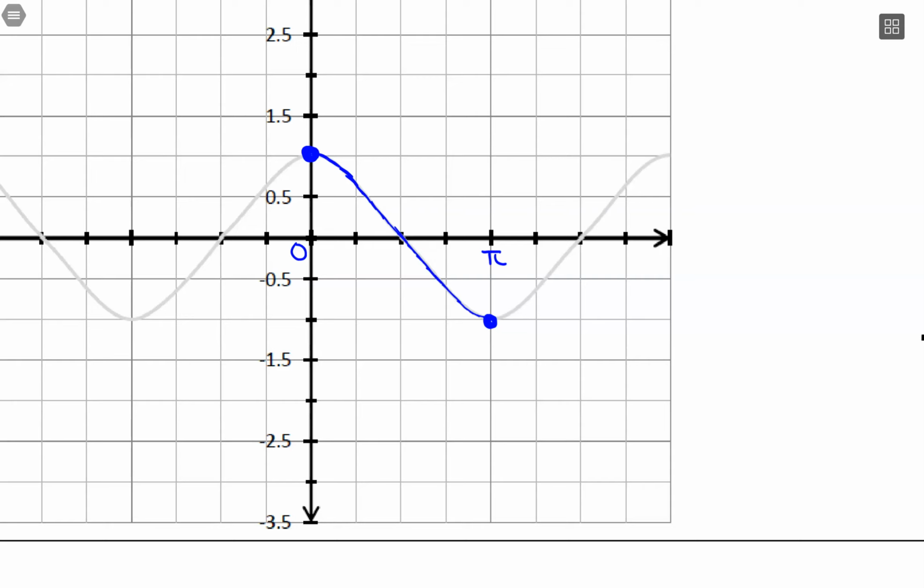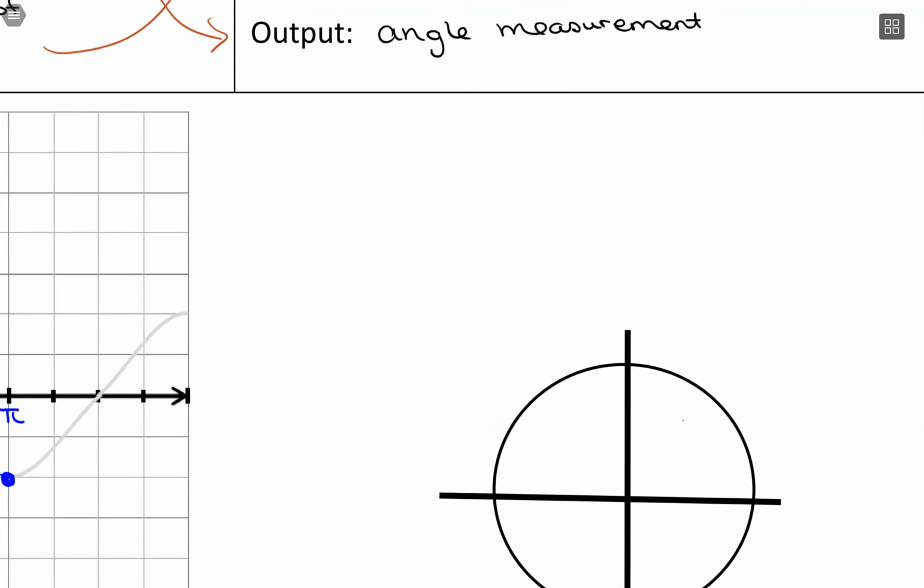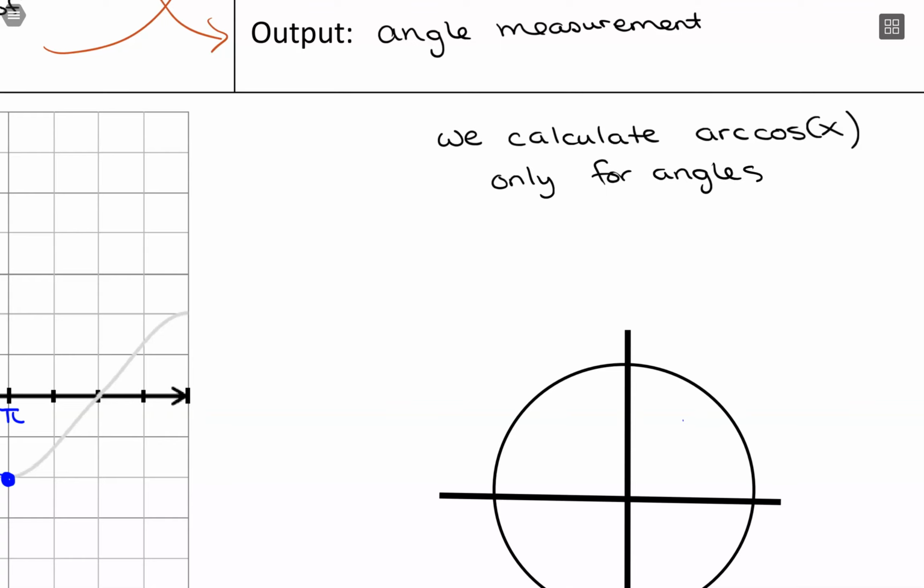So something to note is that this restriction is different from sine, so we'll need to pay attention to what function we're working with to know which angle measurements we're allowing. So what we could say is that we calculate arc cosine, or inverse cosine, only for angles between 0 and pi, including those endpoints.